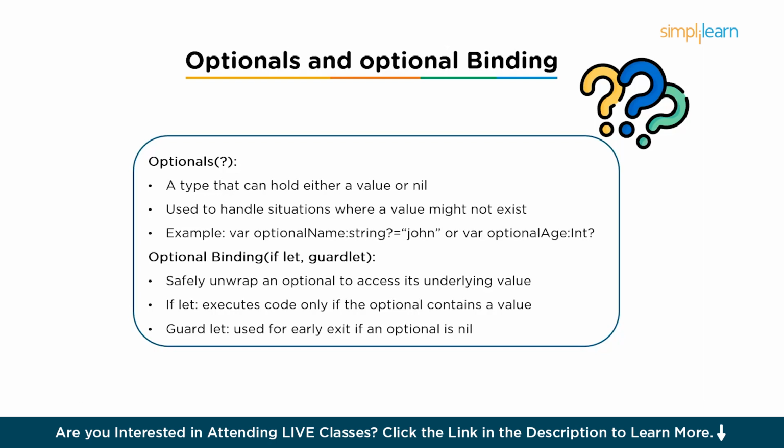The if-let construct executes a block of code only if the optional contains a value. Inside that block, you can use the unwrapped value, whereas the guard-let construct is used for early exit from the function, method, or loop. If the optional is nil, the guard statement's else block is executed, typically to exit the scope. If the optional has a value, you can use the unwrapped value after the guard statement.